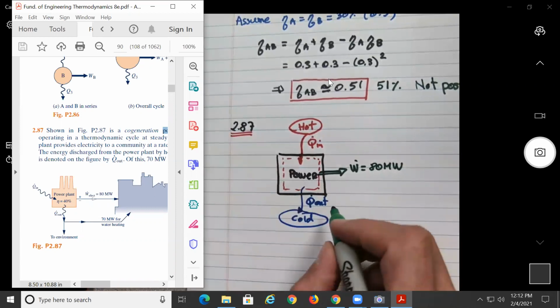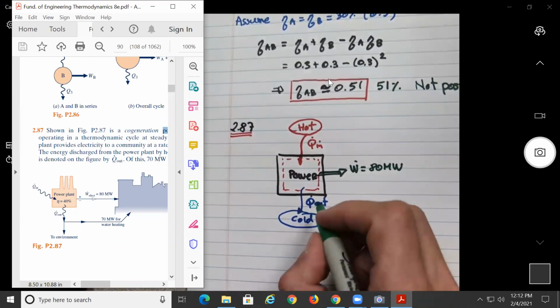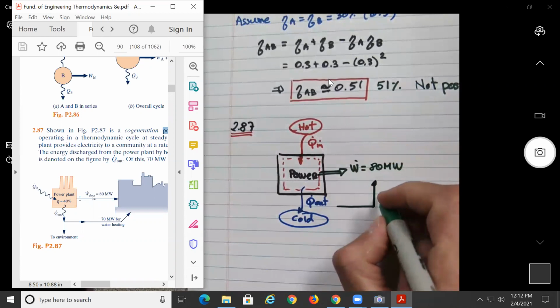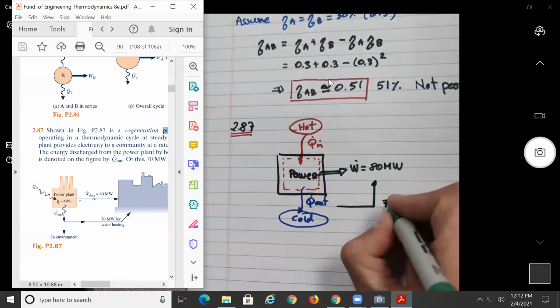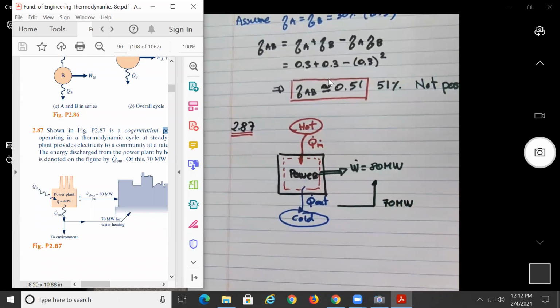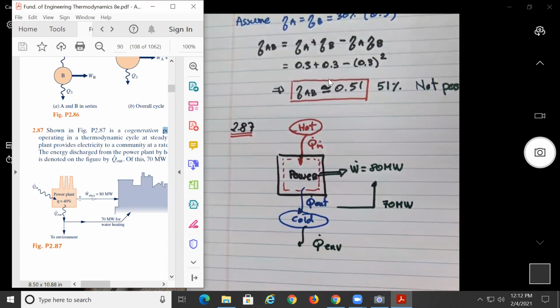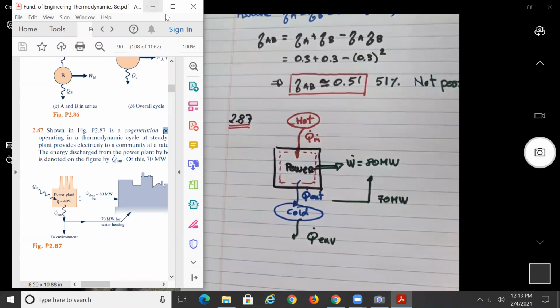So out of here, we know that this is the cycle in between. Some of it, 70 megawatts, goes here for heating. And here some will go to the, let's call it Q dot environment. I mean, I could have done a better figure to tell you the truth, but let's work with this one.